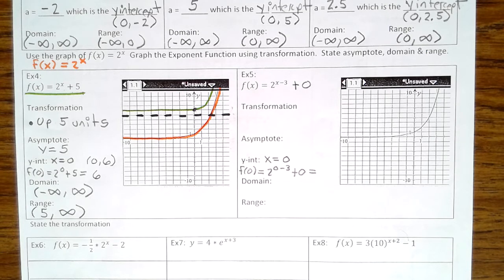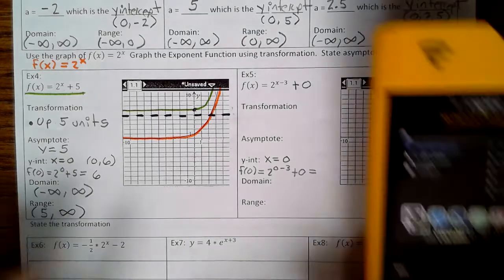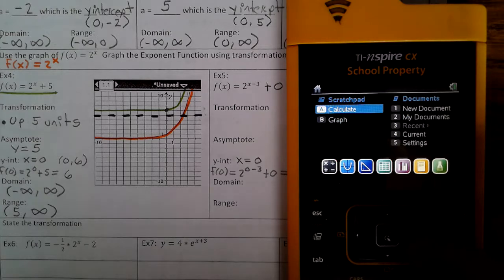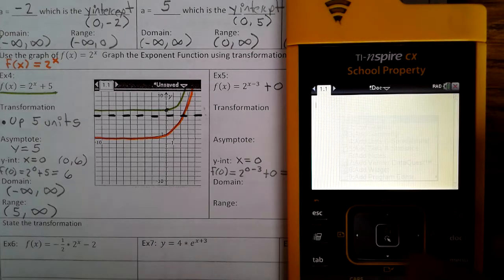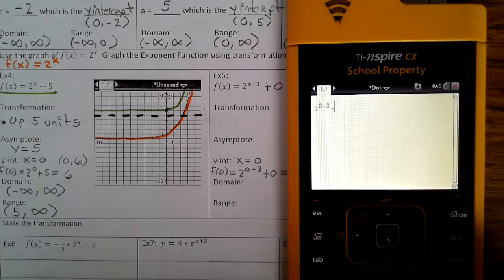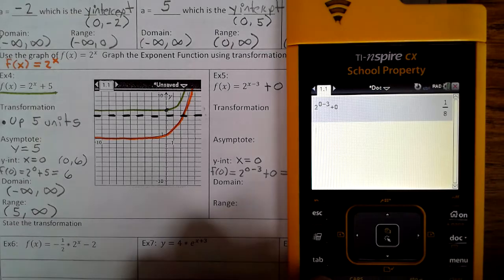All right, so let's plug that into our Aspire. Okay, so we're going to go to new document, add calculator. So we're going to do 2 to the 0 minus 3 plus 0. It's 1/8. In this case, graphing, you really need the decimal, so we're going to do control enter. It says 0.125. I'm just going to round that to 0.1.